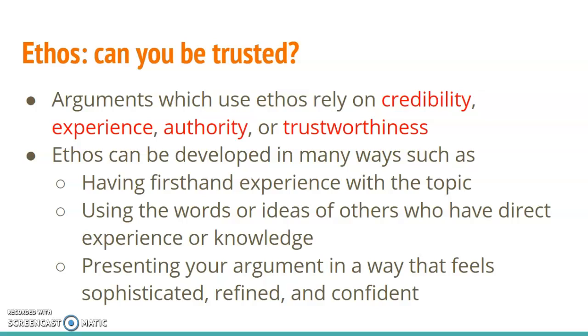And this last one is important but often forgotten, and that is by presenting your argument in a way that feels sophisticated, refined, and confident. So for example, if you're writing an argument and it's filled with errors, it's going to make you look like you're not intelligent. It's going to make you look like you don't know what you're talking about. Whereas if your piece is filled with beautiful writing, it will make you look sharp, it will make you look smart, which makes people more likely to listen to you.